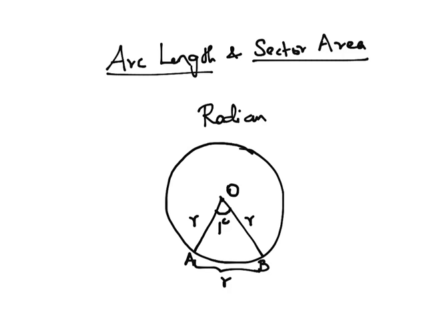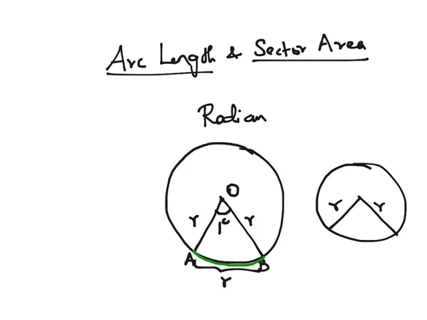So 1 radian is nothing but the angle subtended at the center of the circle by an arc, provided the length of the arc is the same as the radius of the circle. Let me construct another circle. Let this be R, and if this arc length is 2R, then the central angle is 2 radians. If the arc length is R, it's 1 radian central angle. If the arc length is 2R, then 2 radians.